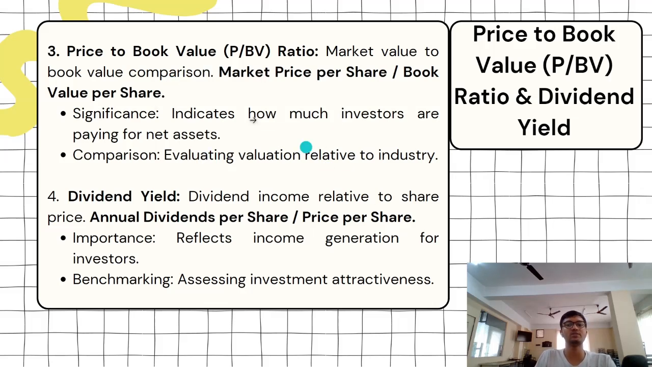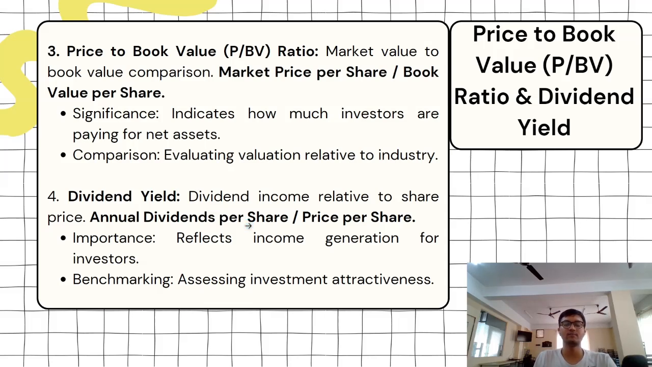It indicates how much investors are paying for net assets. Net assets minus the liabilities, as I was telling you, will show you the book value of a company. It helps in evaluating the valuation relative to the industry. Again, we'll look at the PB ratios for all these companies, HPCL and IOC.